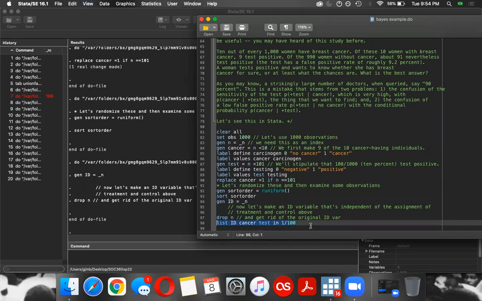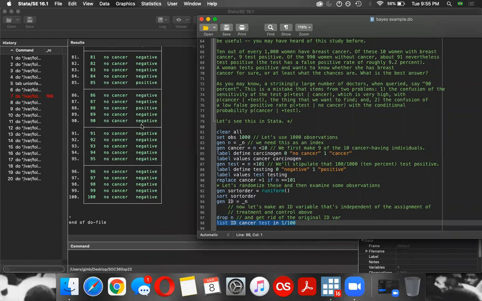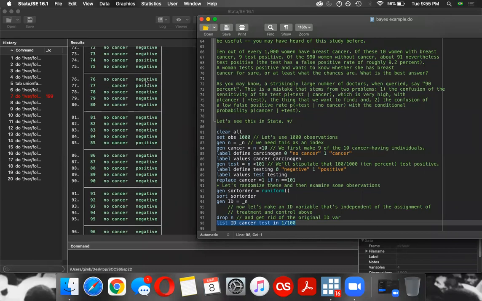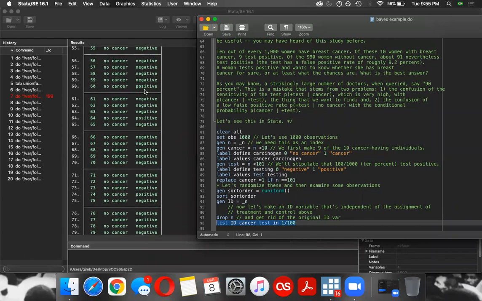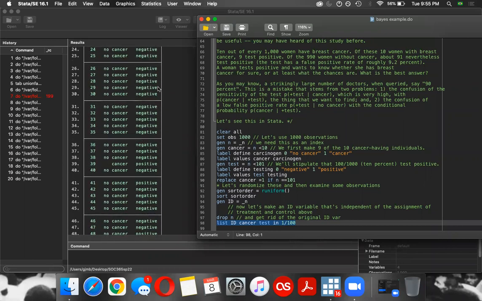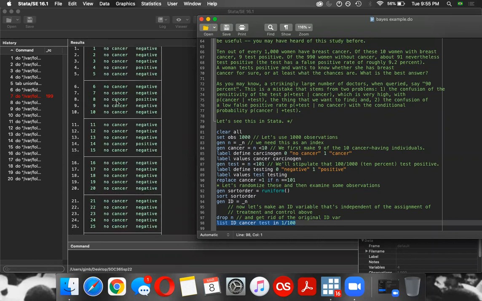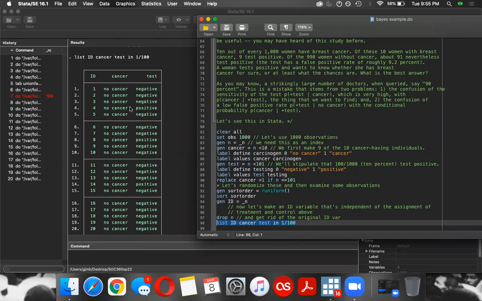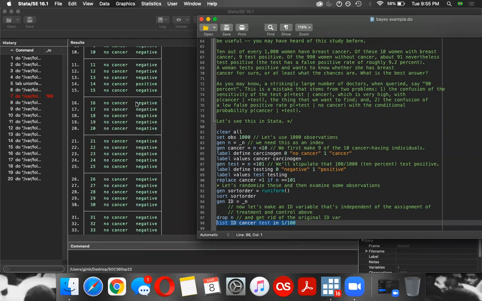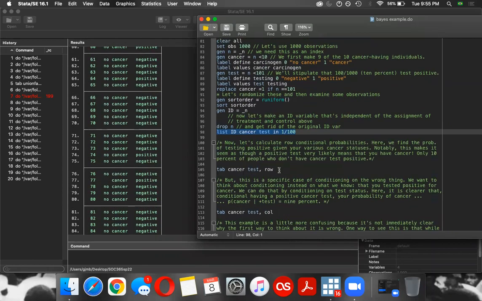And let's just look at some observations. You can see here, most people do not have cancer and test negative. We do have one person who had cancer and tested positive. If you run this yourself, you'll get different results. We have another person who had cancer and tested positive. So far, nothing too weird here. This is someone who had no cancer and tested positive, so this would be a case of a false positive. And here is another false positive. That feels intuitively like we've set this up correctly. So now let's calculate row conditional probabilities and see what we find.